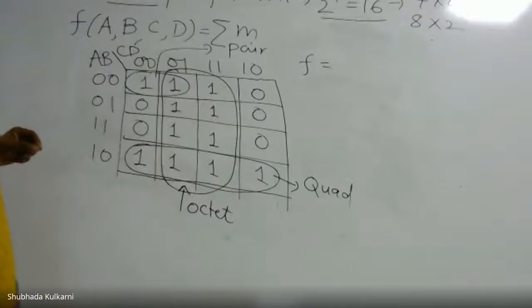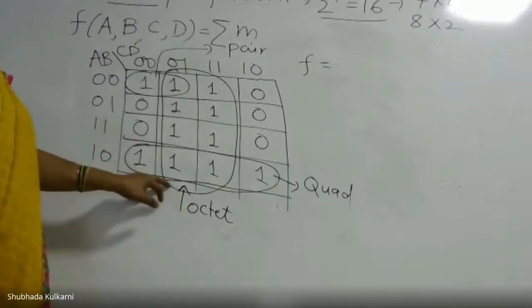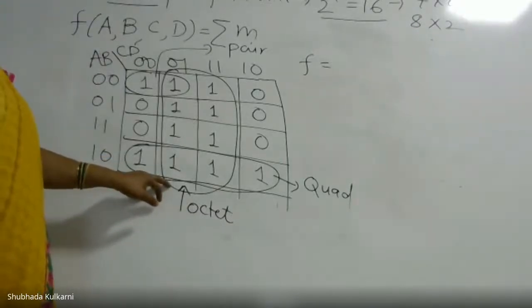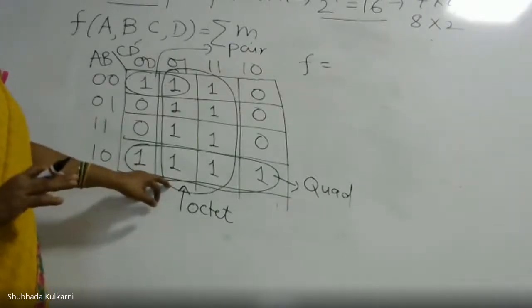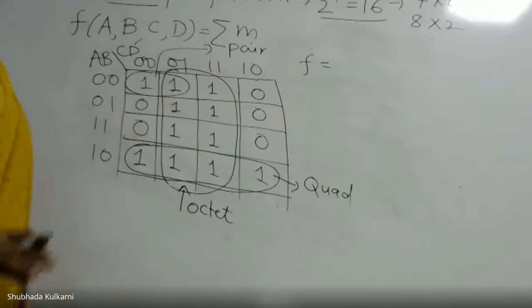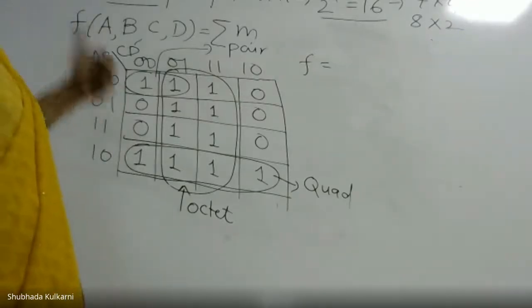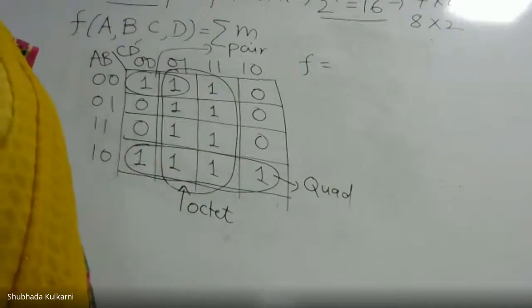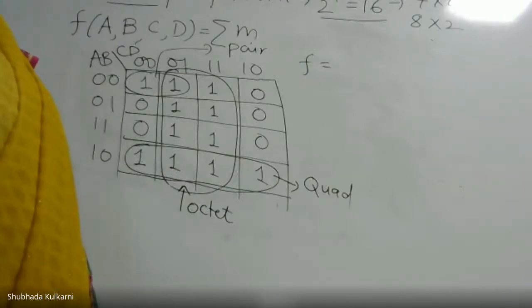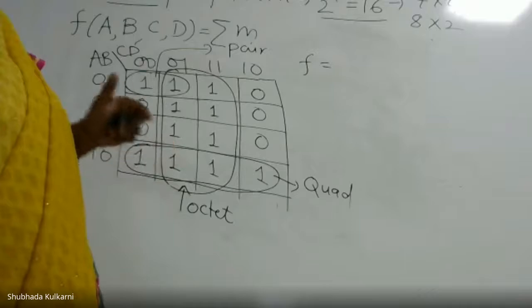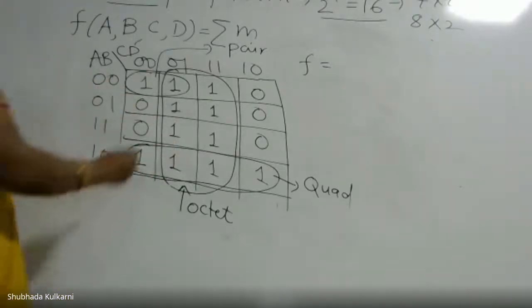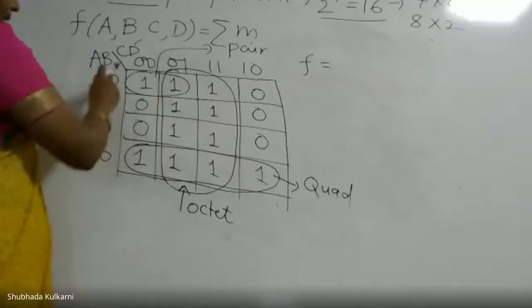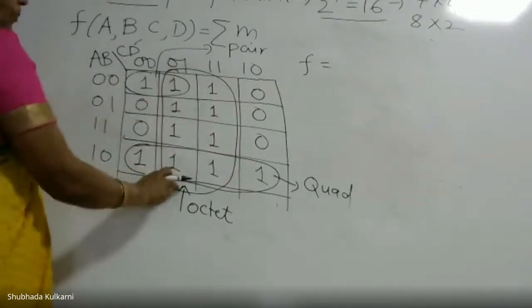F is equal to, for the octet, first expression I will write. Octet is 2 raised to 3 equal to 8. How many variables are less? 3 variables. Out of 4, 3 variables are eliminated. Why? Because it's a group of 8 ones. It will eliminate 3 variables in the simplification procedure. Now which variable? A variable whose value is changing for that group is eliminated. Row side for the octet, AB are changing throughout the group.